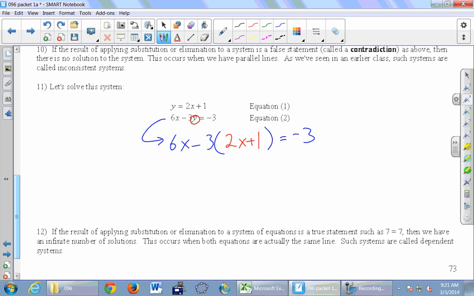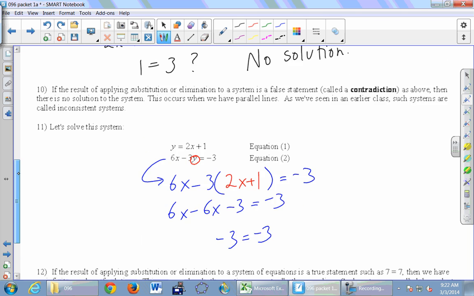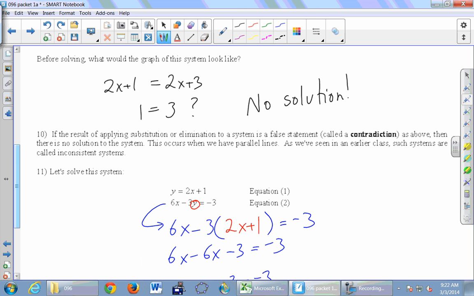Questions on getting to that step? All right, so that's our substitution. Let's distribute that -3. And now what happens? The 6x's cancel, and I'm left with -3 equals -3, which is another special case because the x has completely disappeared. But this special case gives us a true statement as opposed to the previous one, which gave us this nonsense about 1 equals 3.